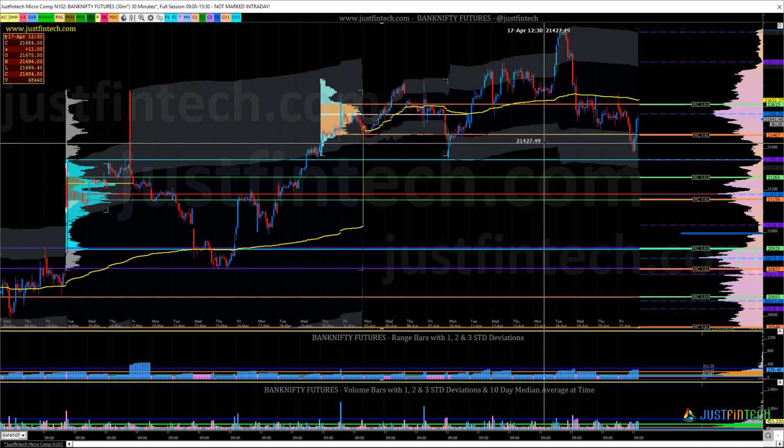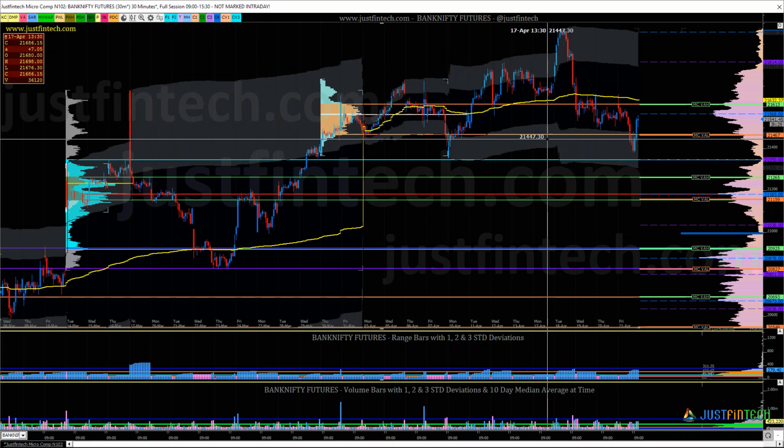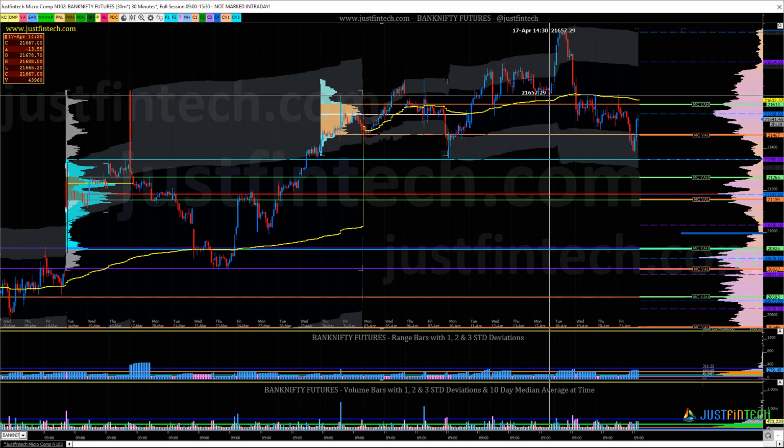This is an important HVN, 21,568. So around 10 points here and there around that HVN, that is a nice zone.